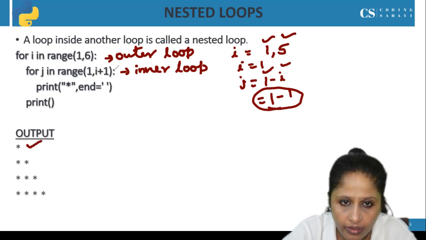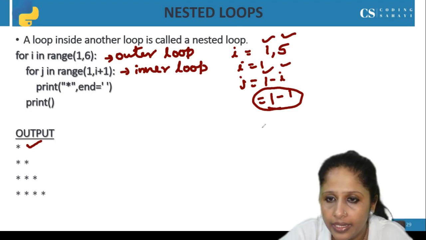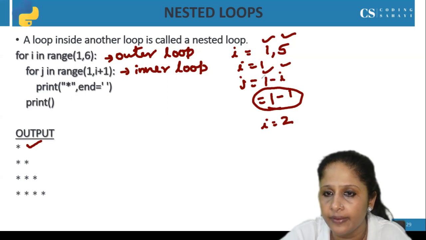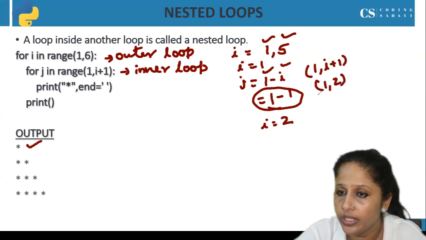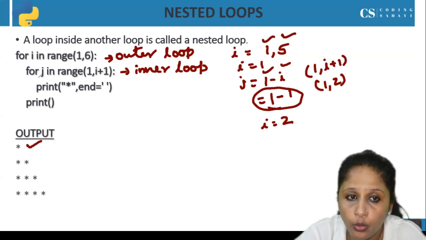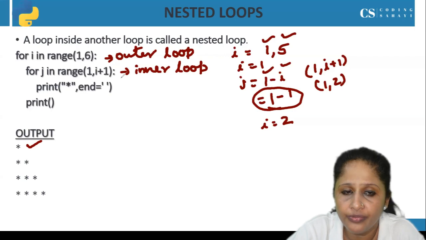After that, here it goes to this inner loop only. It is not going to the outer loop. Then i is incremented to 2. So it is not in this range, right? That is, the range is 1 comma i plus 1, that means 1 comma 2 here. So it executes when i equals 2. It comes out of this inner loop and goes to the outer loop.